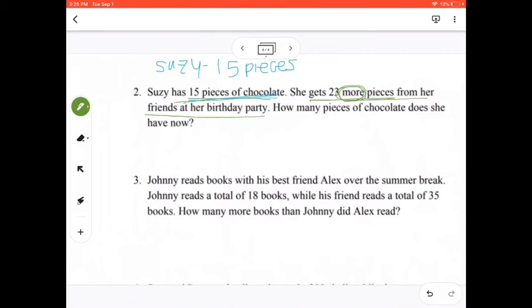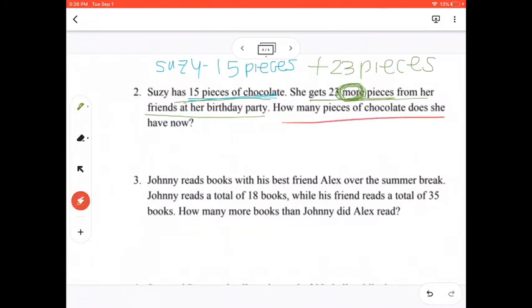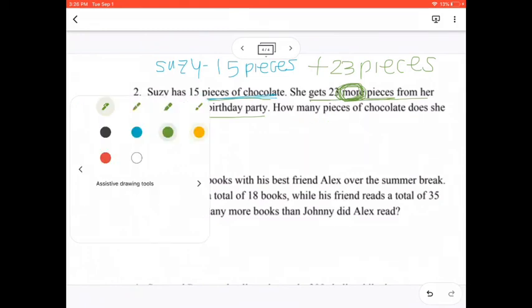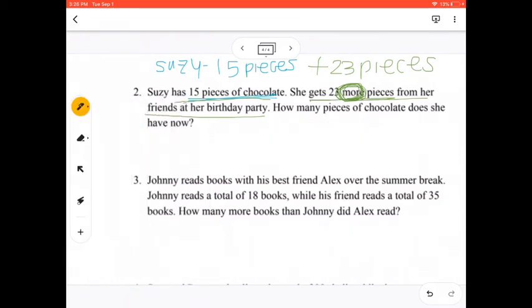So would you subtract 23 or would you add 23? Yes, you add 23 because she gained. She got more pieces of chocolate from her friends. So you would do plus 23 pieces. And then the question is asking how many pieces of chocolate does she have now? In order to answer the question, you have to add these together. So let's add them.